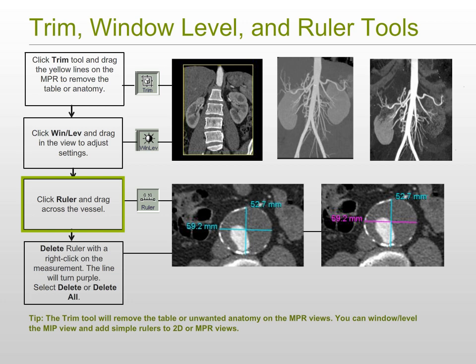From the Visual tab, click the Ruler tool. Click and drag across the vessel. To delete the ruler, right-click on the measurement. The ruler turns purple. Select Delete or Delete All.